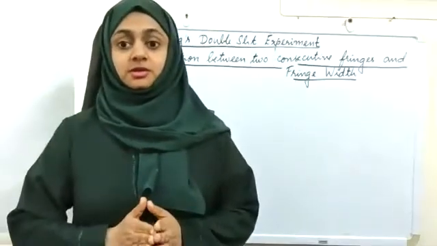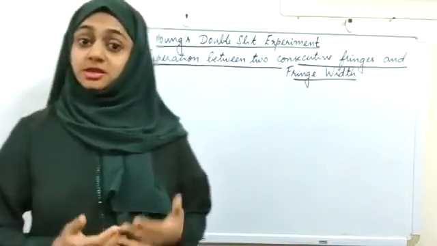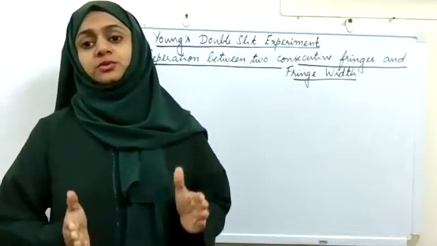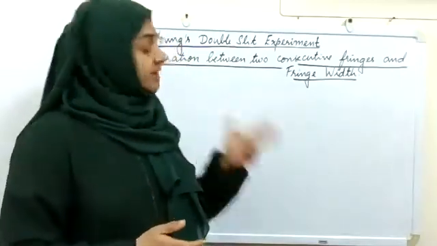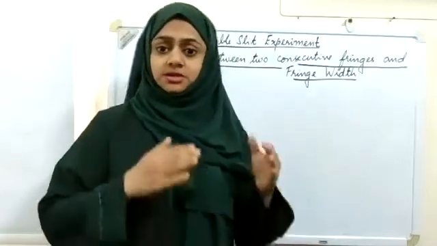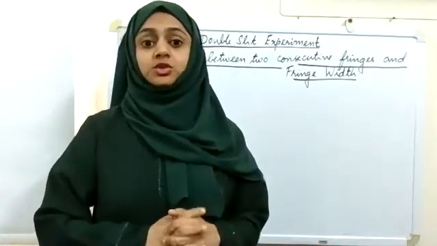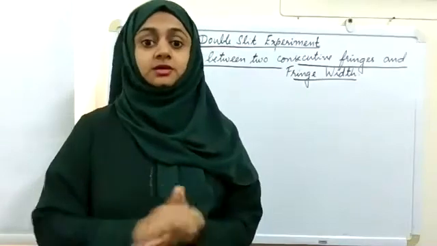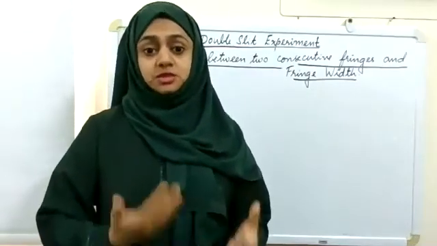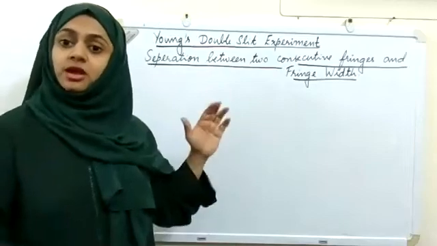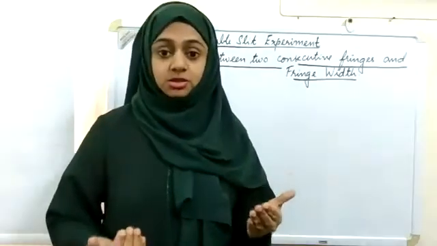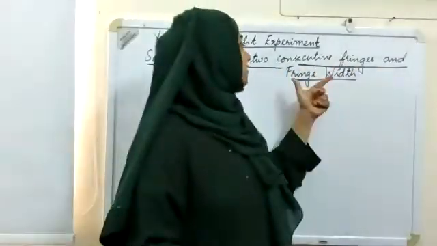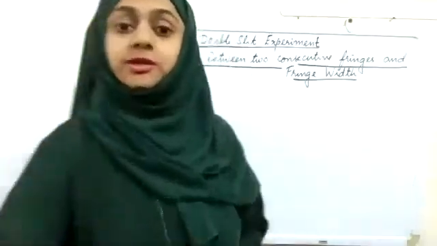Good morning, students. In the previous class, we were discussing Young's double slit experiment and we have derived some equations. We found a relation between the phase difference and path difference of the waves that interfere. And then we also derived expressions or conditions for constructive interference and destructive interference. Today we will continue with Young's double slit experiment and we will derive the equation for the separation between two consecutive fringes, and the fringe width. So let us begin.